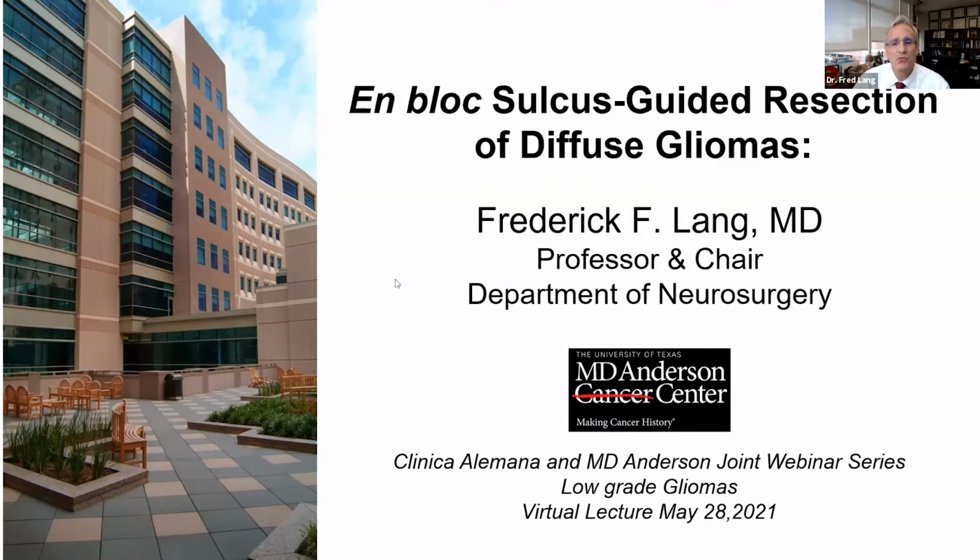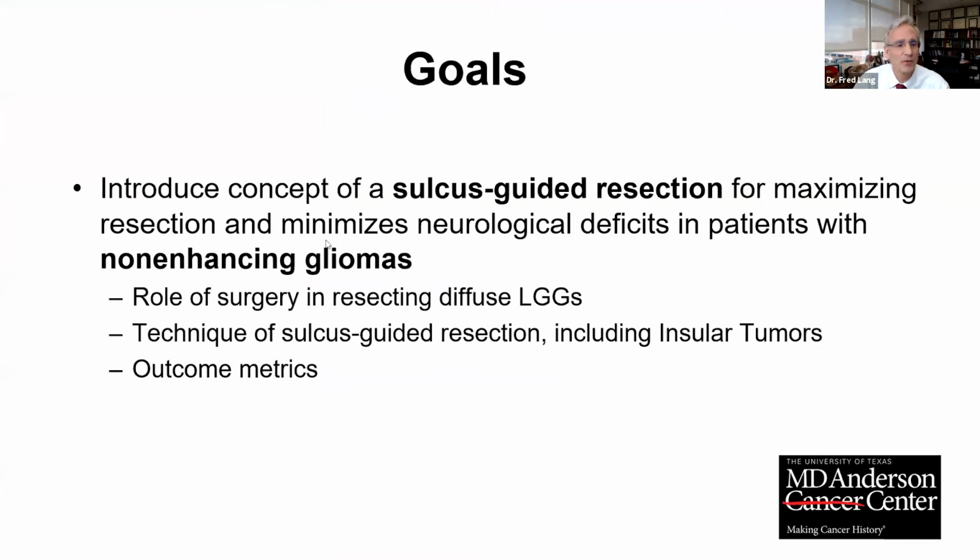What I thought I'd do this morning is expand this talk a little beyond insular tumors and talk about sulcus-guided resection of diffuse gliomas. I'll introduce this concept of sulcus-guided resection for maximizing resection and minimizing neurological deficits in patients with non-enhancing gliomas. I'll talk about the role of surgery in general in resecting diffuse gliomas, and then talk a little bit about our technique of the sulcus-guided resection, including the insular region, and give you some outcome metrics.